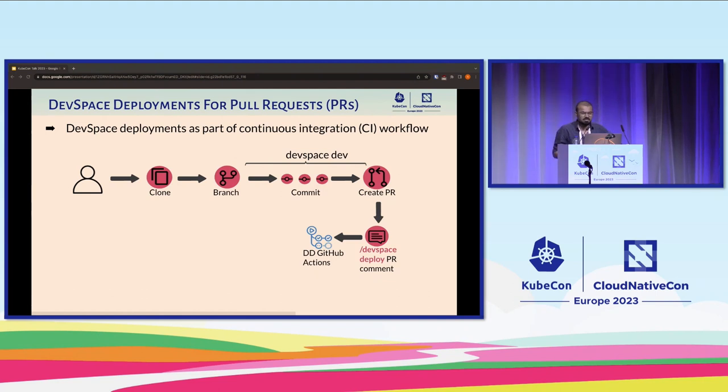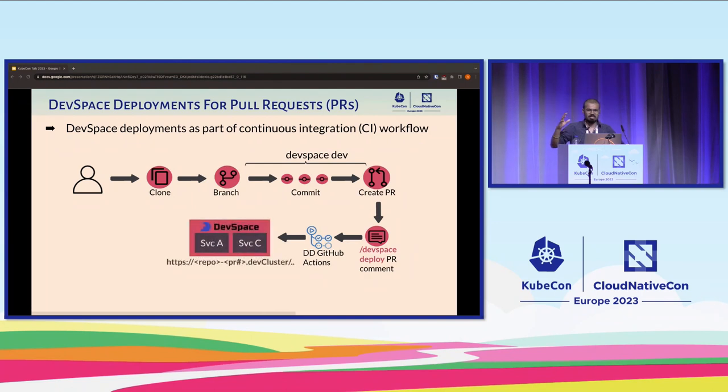And what that essentially does is that it creates a DevSpace environment for that pull request, and deploys the pull request changes into the unique DevSpace environment. And here we use the ingress object URL, repo hyphen PR number dot dev cluster slash svc-A.